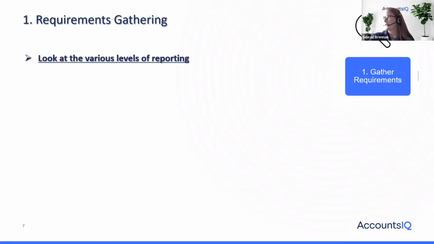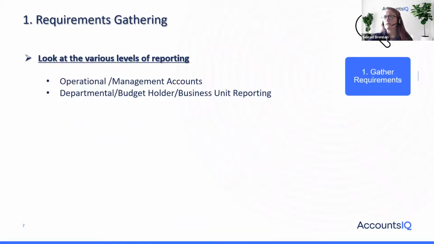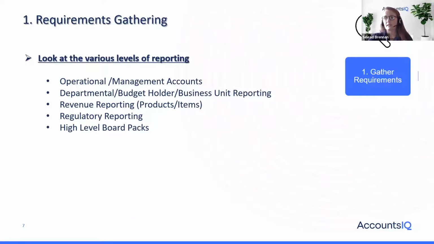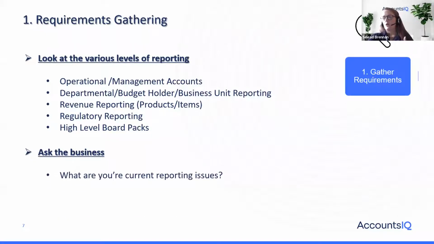So requirements gathering. When you look at the various levels of reporting across the business, like your operational management accounting, departmental budget holder, business unit reporting, all those key reports that people are looking to achieve. Revenue reporting, products and item regulatory reporting is another one. And then the very, very high level board packs, the summary. So look at the various levels of reporting initially, and then ask the business, what are the current issues? What's the problem with this reporting?